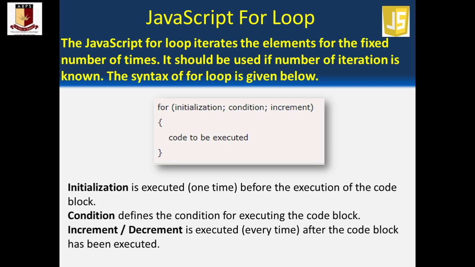The JavaScript for loop iterates over elements a fixed number of times. Keep this in your mind: when you already know how many times you have to run the loop, that is when you should prefer the for loop. It should be used if the number of iterations, I mean the looping, is known. You already know how many times the loop is required to run.